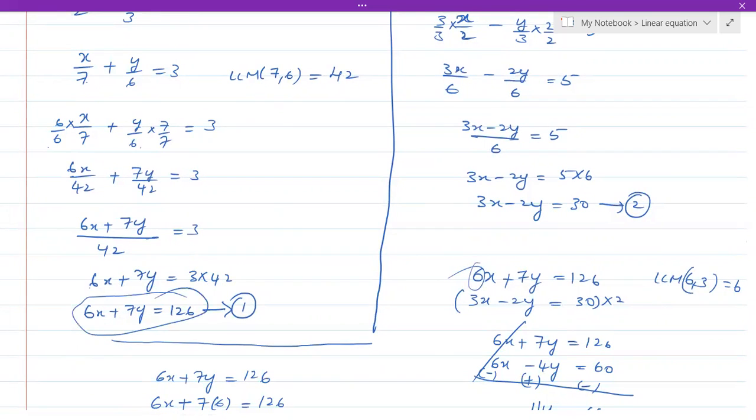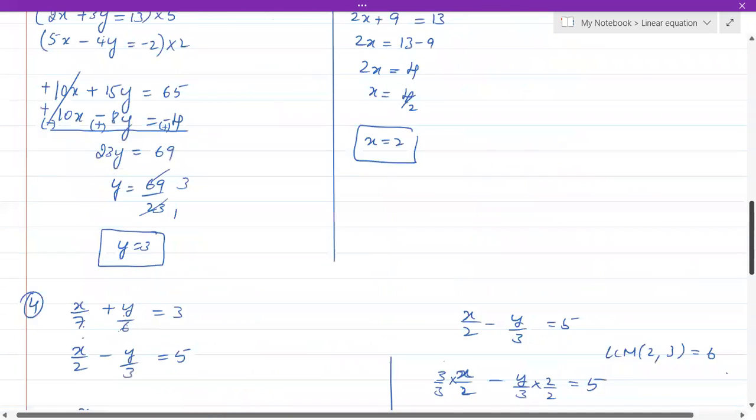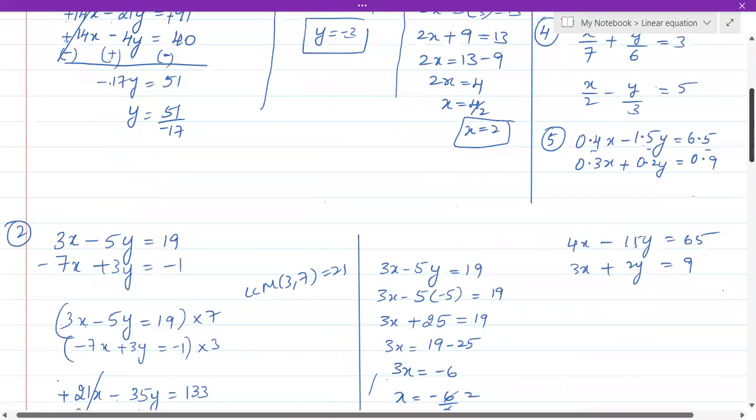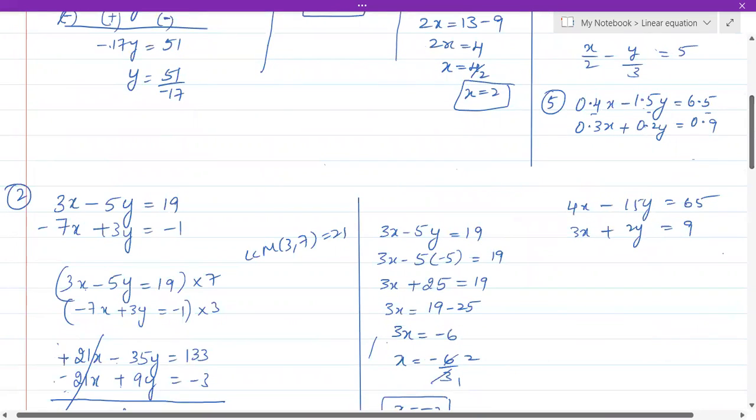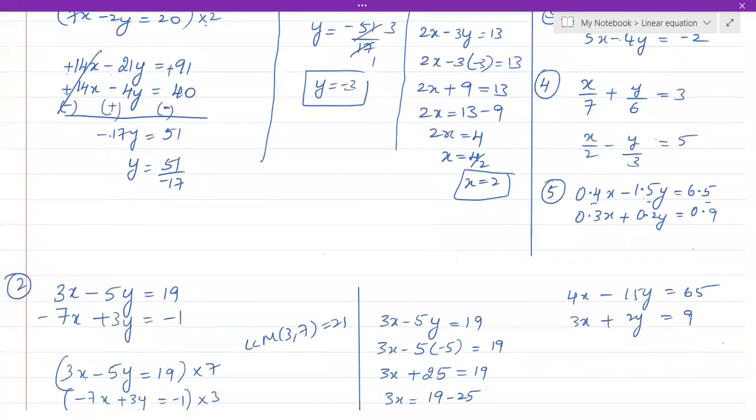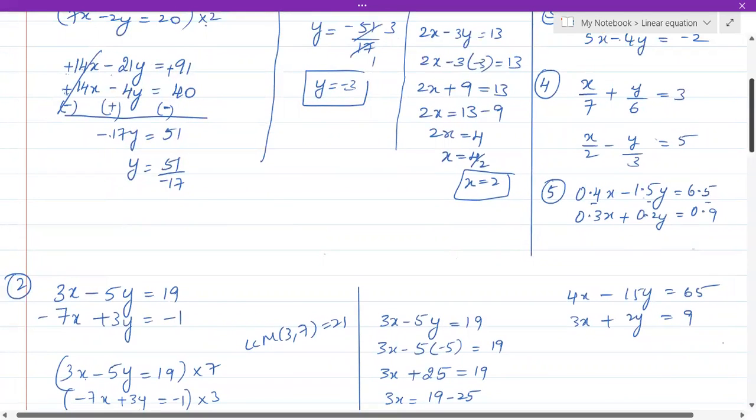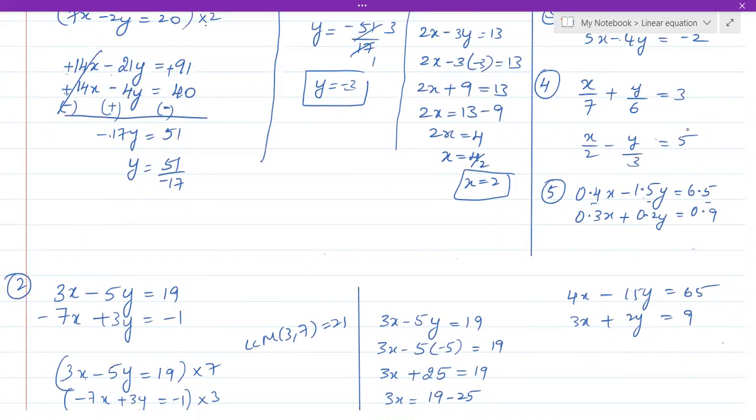This is our equation 1. Apply the same procedure, you will get equation 2. Once you get equations 1 and 2, you can solve by the elimination method, which we have already discussed. The fifth question we have already discussed in the previous video. You have to multiply by 10, because after the decimal point there is only one digit, so you have to multiply throughout by 10. If you don't know how to solve the fifth question, please watch the previous video. Definitely you will understand. You will get two equations in standard form, and once you get them in standard form, you can easily solve it. So this is all about the elimination method.